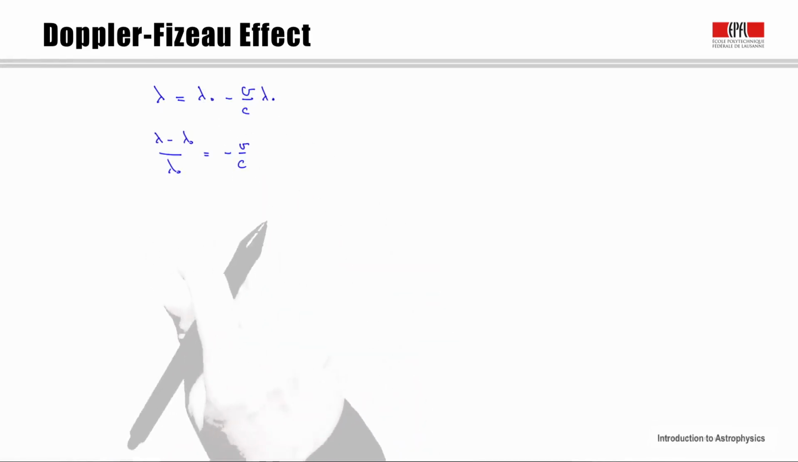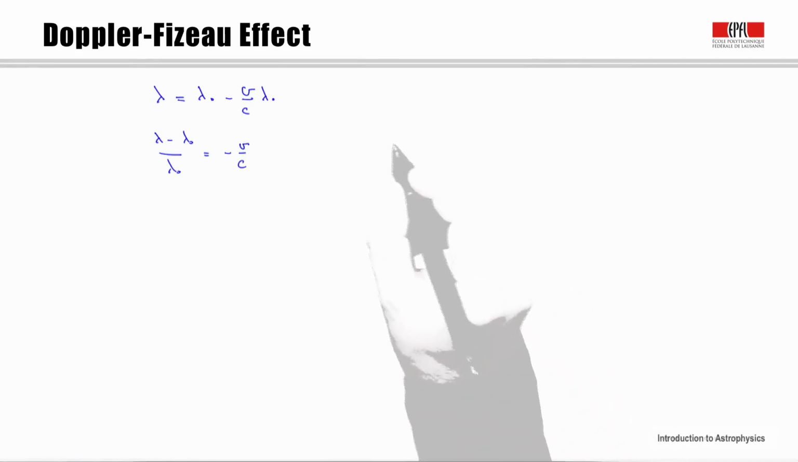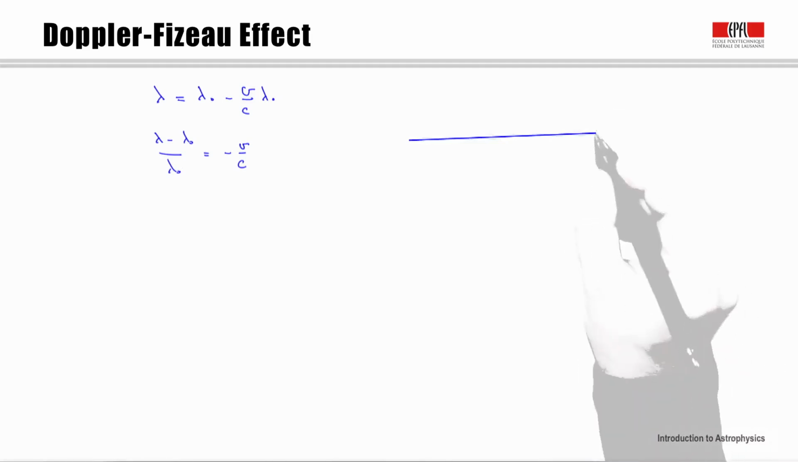The minus sign is due to the fact that, as was seen in the figure which was just drawn, the source moves towards the observer. The plus sign appears if the source moves away from the observer. It should be noted that the sources do not always move in the same direction as the line of sight to the observer. Let's say the observer is in this place.